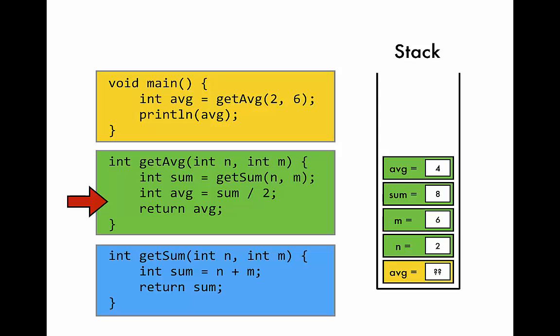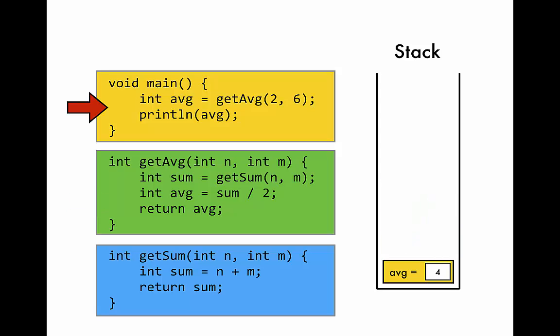Okay, the answer is that all of the local variables from the getAverage method, all of the green variables, will disappear. And the AVG, or average variable, from the main method will get the value 4. Here's what that looks like. What I showed you is an oversimplification of everything that actually happens, but it should give you a basic understanding of how the stack works.